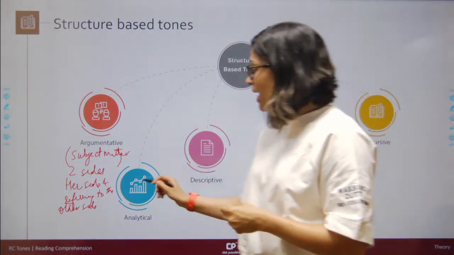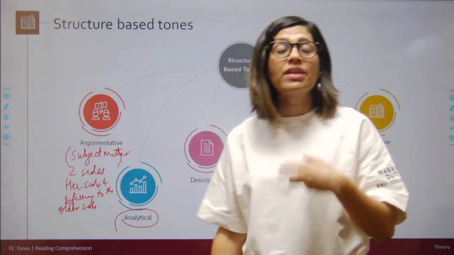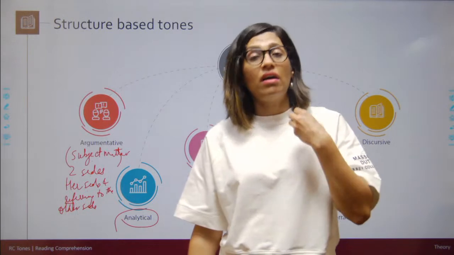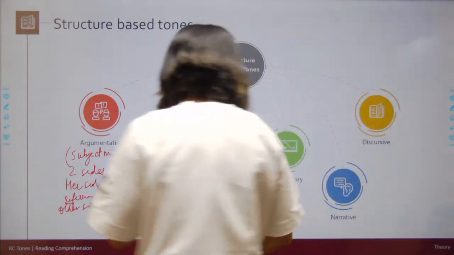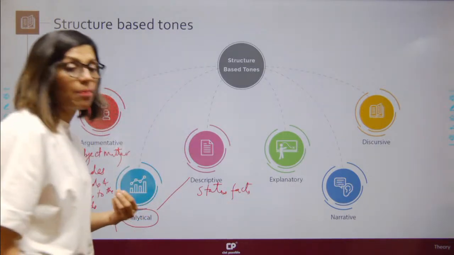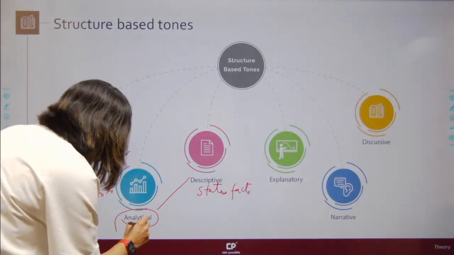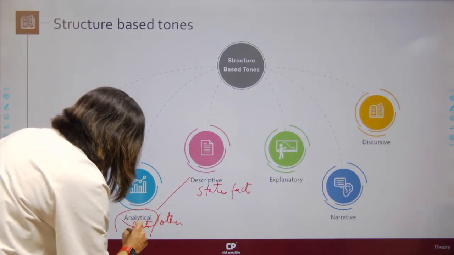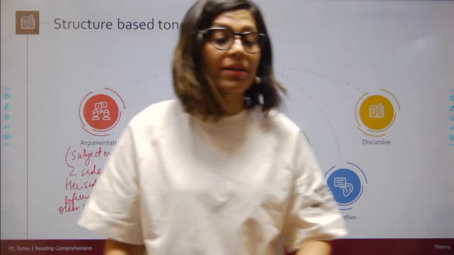Now, argumentative is different from analytical. In analytical, the author opens a discussion and describes in detail, analyzes each and every aspect of the topic. How is analytical different from descriptive? In descriptive, the author simply states facts about the subject matter, whereas in analytical, the author states facts but also includes other opinions or what others have to say about this matter.